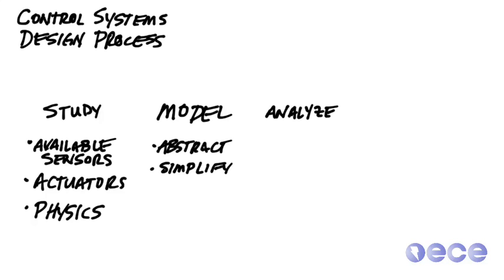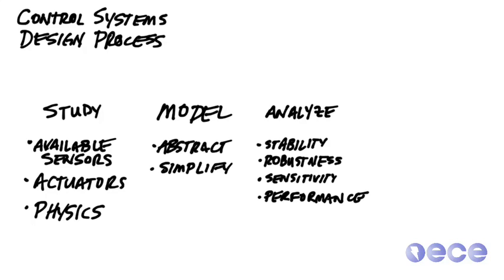And once we've done the model, now we need to analyze the model. Is it stable? Is it robust? And by robustness we mean if we made a mistake in our simplification or an improper assumption in our abstraction, will the system still behave like we want it to? How sensitive is it to changes in the design parameters? And how will it perform? We may need it to act very quickly, or because of the physics of the system, if it acts too fast, that might cause us to go unstable.